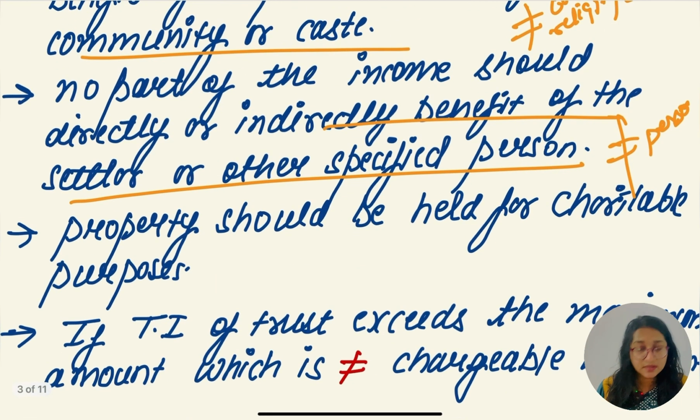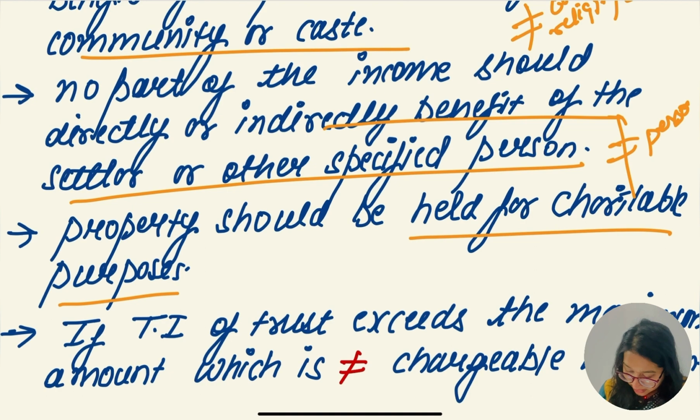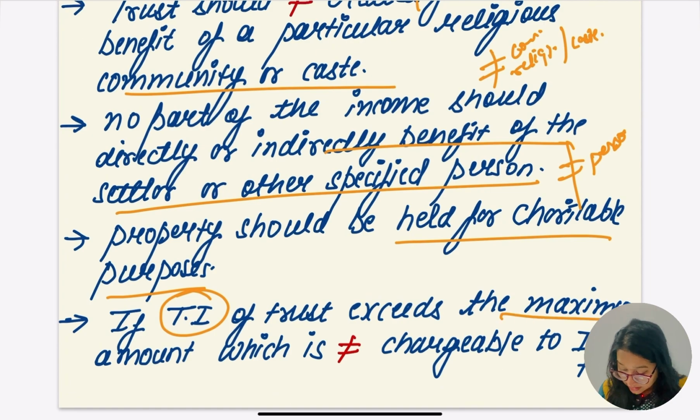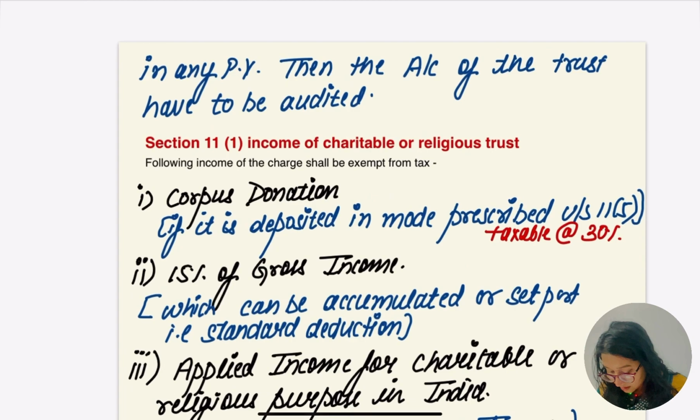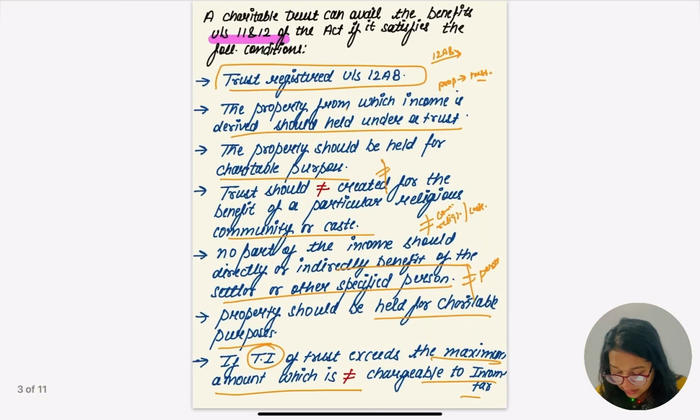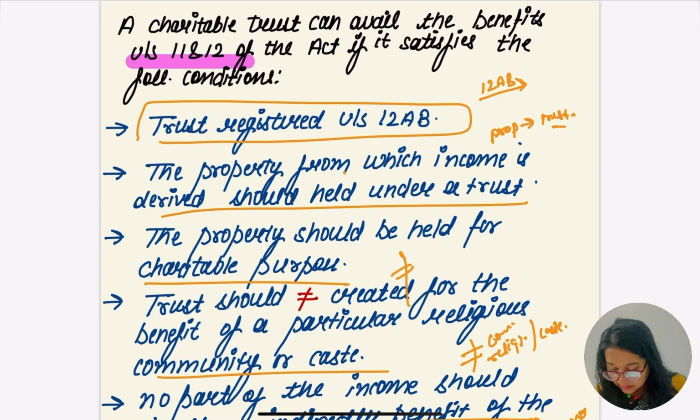Hope this point was cleared. Okay, property should be held for charitable purpose. This was also mentioned earlier. If the total income of the trust exceeds the maximum amount which is not chargeable to income tax in any previous year, then the accounts of the trust have to be audited. So these are the points.